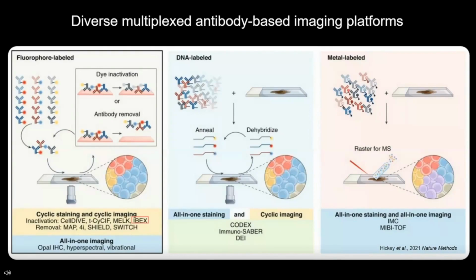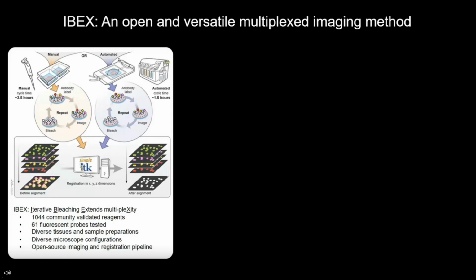So it involves cyclic staining and cyclic imaging. Here's the summary on the left, showing that by now we've developed both a manual and an automated version of the method. Ibex stands for Iterative Bleaching Extends Multiplexity, so if you're wondering, that's what it means. It's a cyclic imaging method where we apply fluorescently labeled antibodies, shown at the top there: antibody label, image, dye inactivate, and then repeat. You've seen that we validated a lot of reagents, fluorescent probes, and diverse microscope configurations, while maintaining all open source and open panel development.